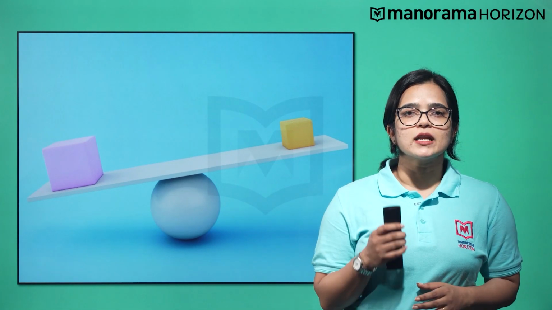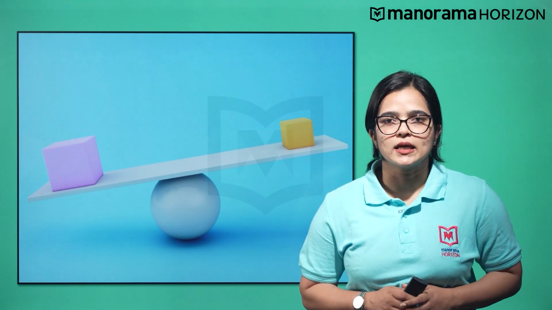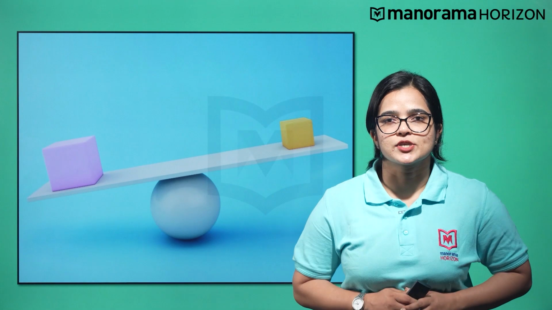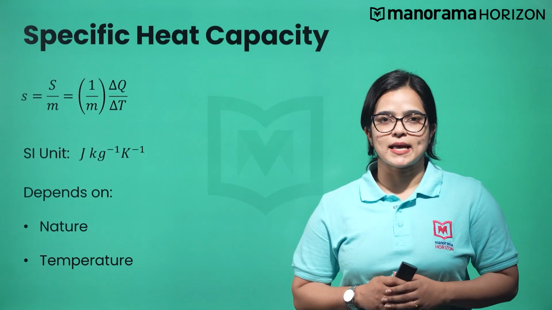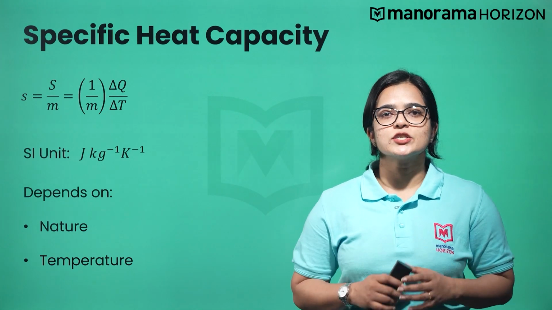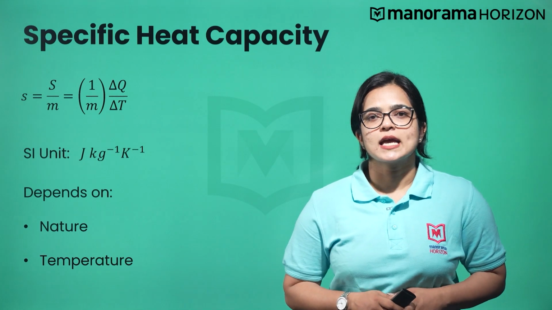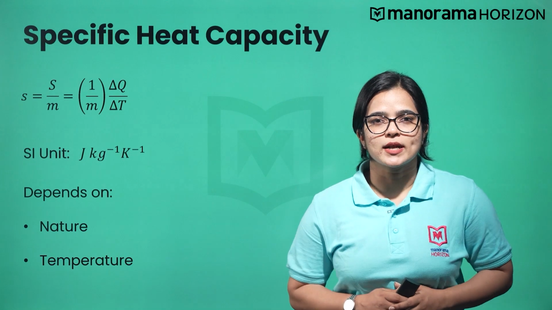So in order to define a constant characteristic of a substance which is independent of the quantity, we divide the heat capacity with the mass of the given substance. This quantity S is called the specific heat capacity, which depends on the nature of the material and the temperature at which the heat is applied. Its SI unit is Joule kilogram raised to minus 1 Kelvin raised to minus 1.